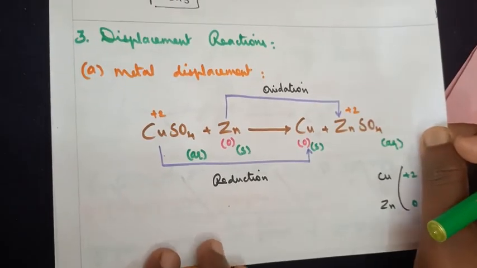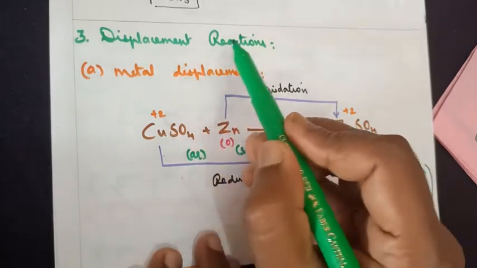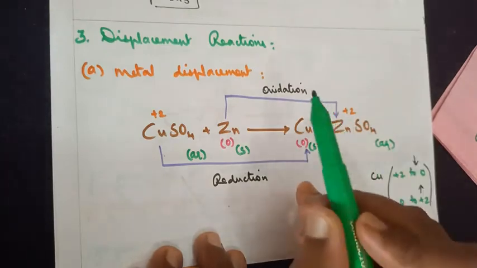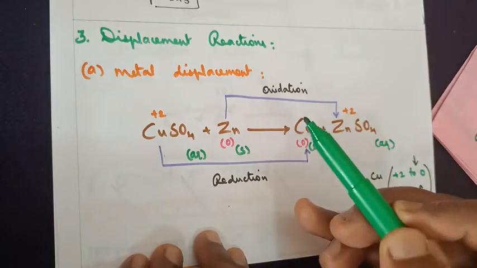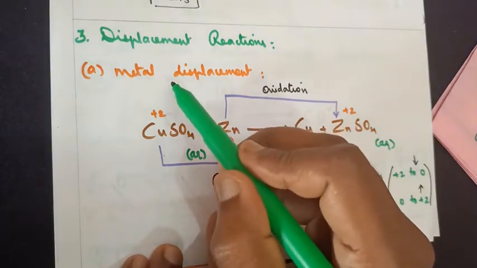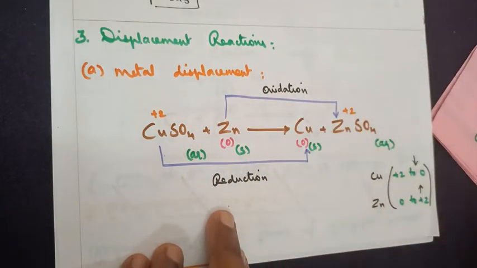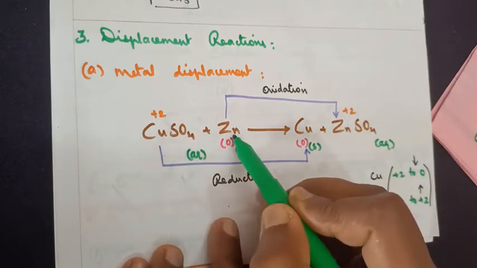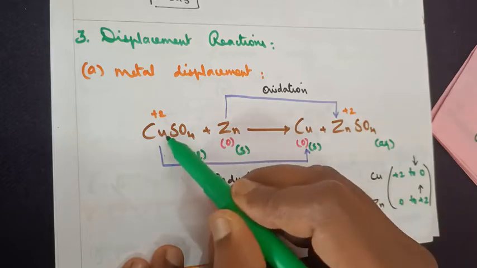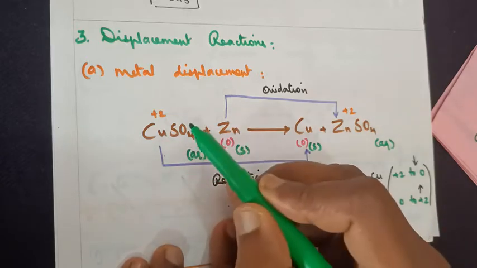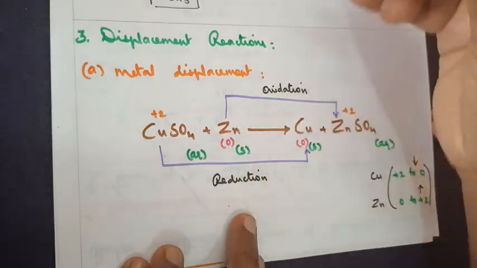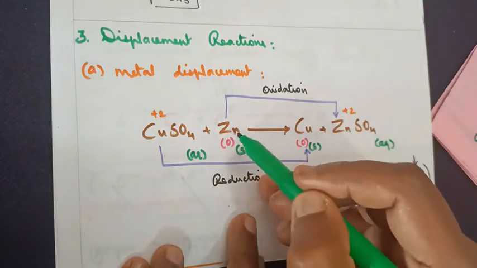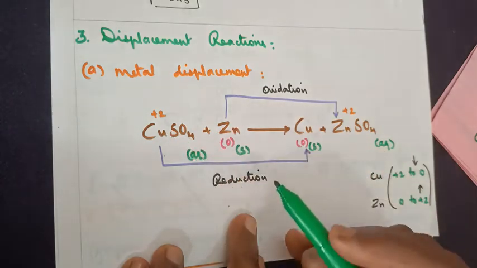Let's move on to the third type of redox reactions, that is displacement reactions. Now, in displacement reactions, all you need to remember, as you learnt in the previous class, is the reactivity series. In the reactivity series, when we treat copper sulfate with zinc, zinc replaces copper. I have shown you in the previous class. In the reactivity series, zinc is above copper. Hence, zinc has the ability to displace copper here.